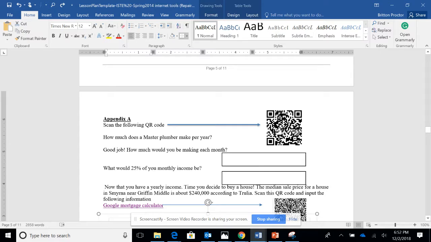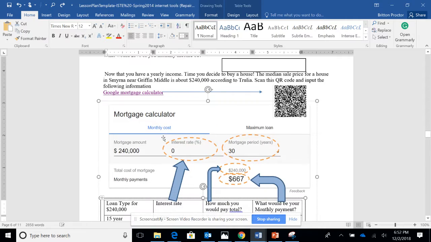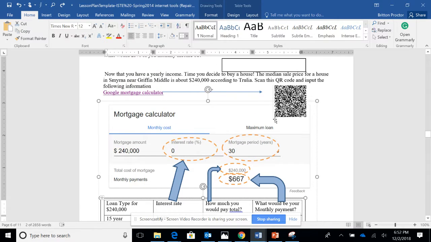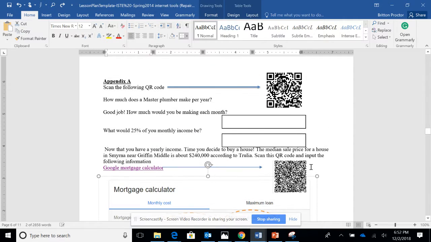But they start off with an iPad by scanning the QR code, writing down how much a master plumber would make each month and what 25% of that monthly income would be. They would then be given an example of buying a $240,000 home and finding how much it would cost for a 15-year and a 30-year mortgage payment. And this would be done using the mortgage calculator. They would take their iPad and scan this QR code for that mortgage calculator.